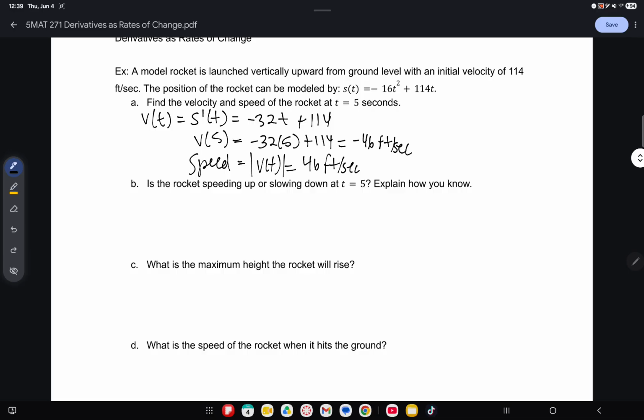Is the rocket speeding up or slowing down at t equals 5? And how do we know? So the velocity is -46 feet per second. We'd want to know the acceleration. So the acceleration is actually the derivative of velocity, so -32. So if our velocity is negative and our acceleration is negative, it's the same sign. So speeding up.